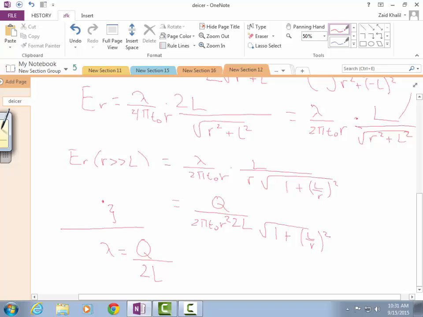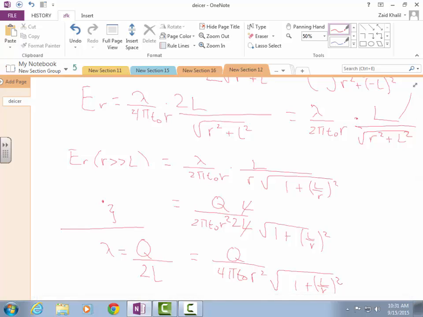Notice what happens. The L's cancel. And so what are we left with? This is equal to Q over 4 pi epsilon 0 little r squared times the square root of 1 plus L over r squared. And what does L over r approach? It's close to 0. So is this correct? Nice. Now we want to go and look at the other end.